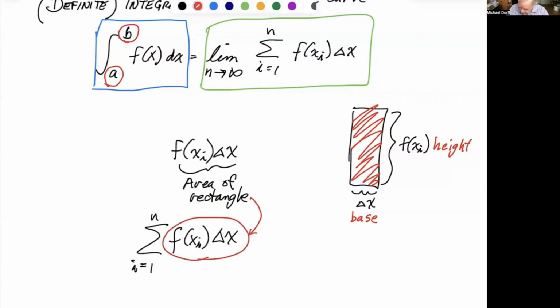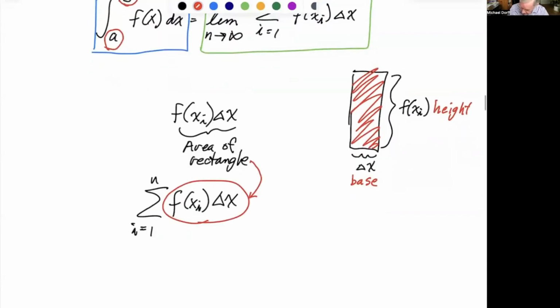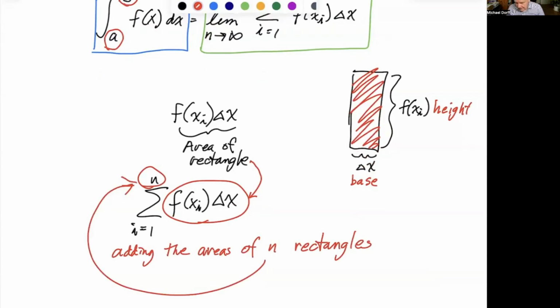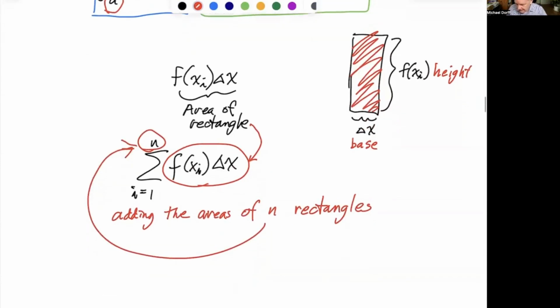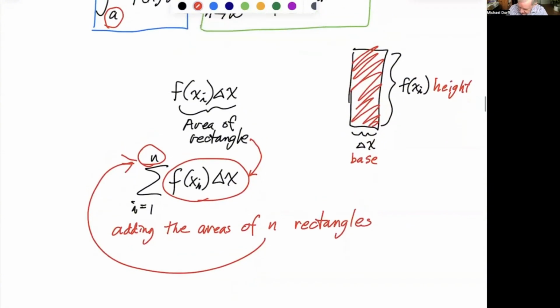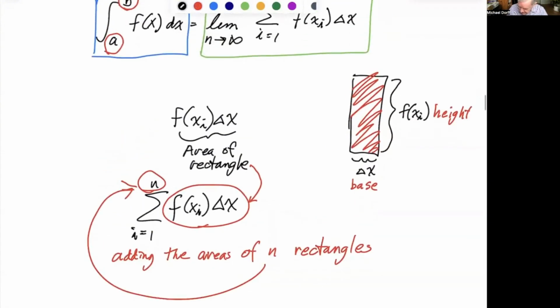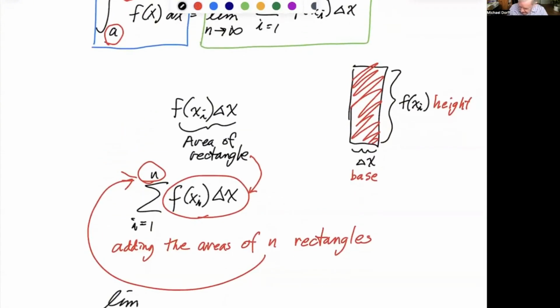So that means what we're doing here is we are adding the areas of n rectangles. How do I know it's n? Well, that's what this is there. So I have the area of a rectangle, and I'm adding n of them together. And then the last thing we have here is the limit as n goes to infinity of this sum, i equals 1 to n of f of x sub i delta x.